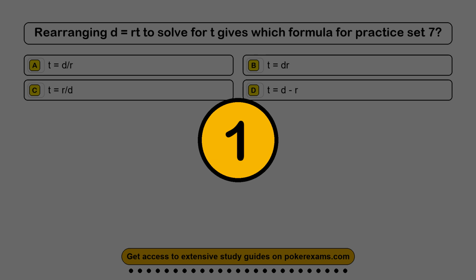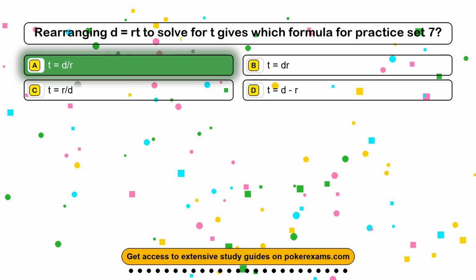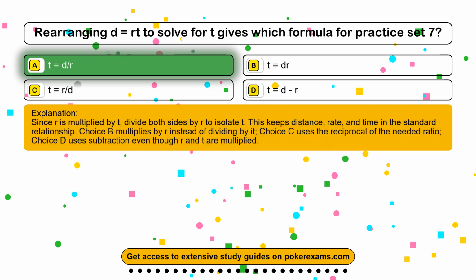The correct answer is option A, T equals D slash R. Since r is multiplied by t, divide both sides by r to isolate t. This keeps distance, rate, and time in the standard relationship. Choice B multiplies by r instead of dividing by it. Choice C uses the reciprocal of the needed ratio. Choice D uses subtraction even though r and t are multiplied.